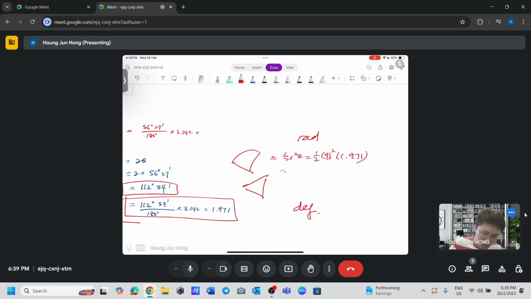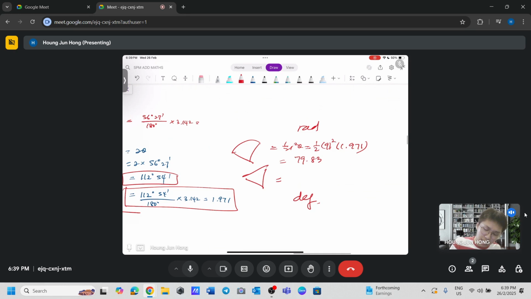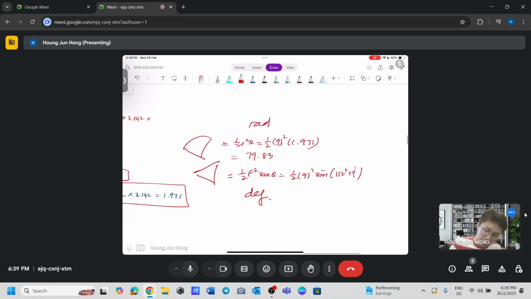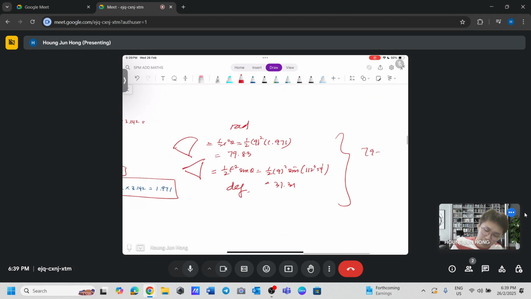1.971. Okay, this should give you 7.83, and then the triangle would then be again half r squared sine theta. So half 9 squared sine, again remember this is radian, 112 degrees 54 minutes, then this is going to give you 37.31. And again finally very simple, just minus, this one minus this one, gives you 42.52 cm squared. Okay, that's it for this question.